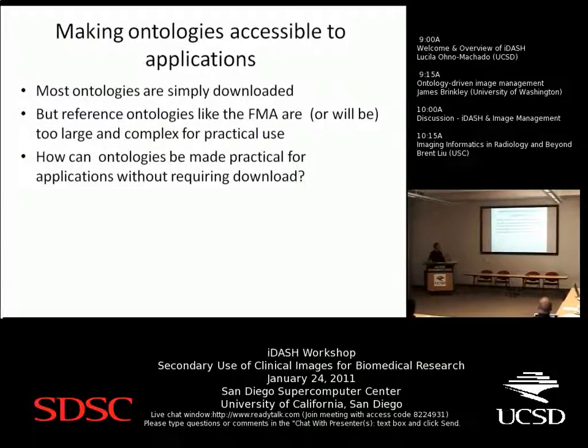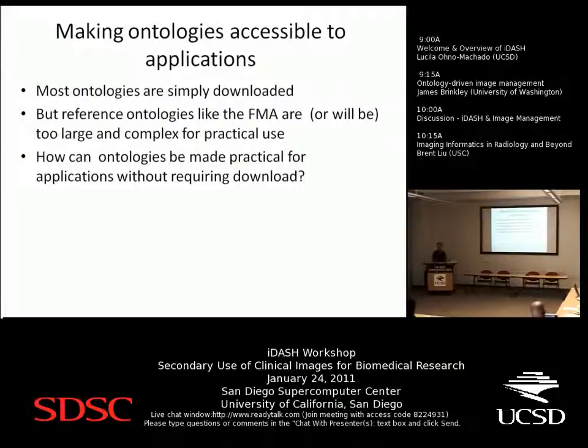But a lot of them, like the FMA, which I said is pretty large, are too big, or they will be too big because they're all growing, and they may be too complex. There are ontology purists that want to make the ontologies very perfect, and I guess we are too. But most application people don't want to see all those detailed classes in between, say, heart and all these other things that it's a subclass of. So our question is, how can we make these ontologies practical for applications without having to require them for download?